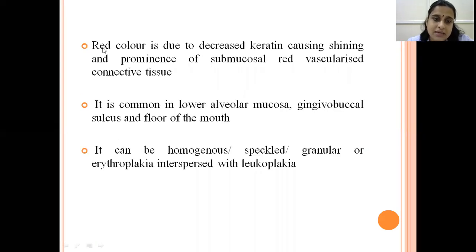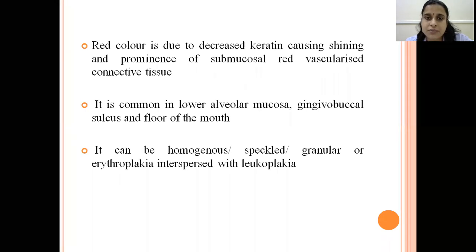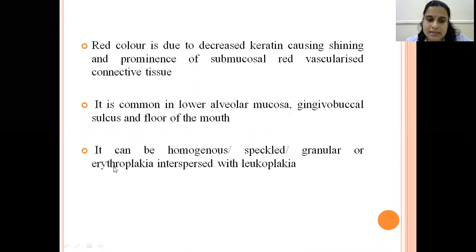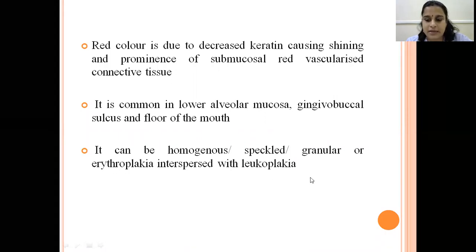Why does this have a red color? It is because of decreased keratin, causing shining and prominence of the submucosal vascularized connective tissue. Beneath the epithelium there is proliferation of the vascular connective tissue and the keratin layer is decreased. Hence, there is this reddish velvety appearance. It is common in the lower alveolar mucosa, the gingivobuccal sulcus, and the floor of the mouth. Again, here also it can be homogeneous or speckled or granular. Another important thing is erythroplakia interspersed with leukoplakia.